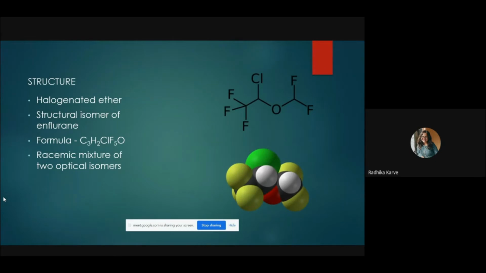The structure is not very complicated. It's not like how the ricin structure was. Here it is a pretty simple molecule. It is a halogenated ether. There are two halogens, fluorine and chlorine, and Forane is a racemic mixture of two optical isomers, and the formula is given here, C3H2ClF5O. And there is another similar general anesthetic under the name of enflurane, and this is an isomer of that.